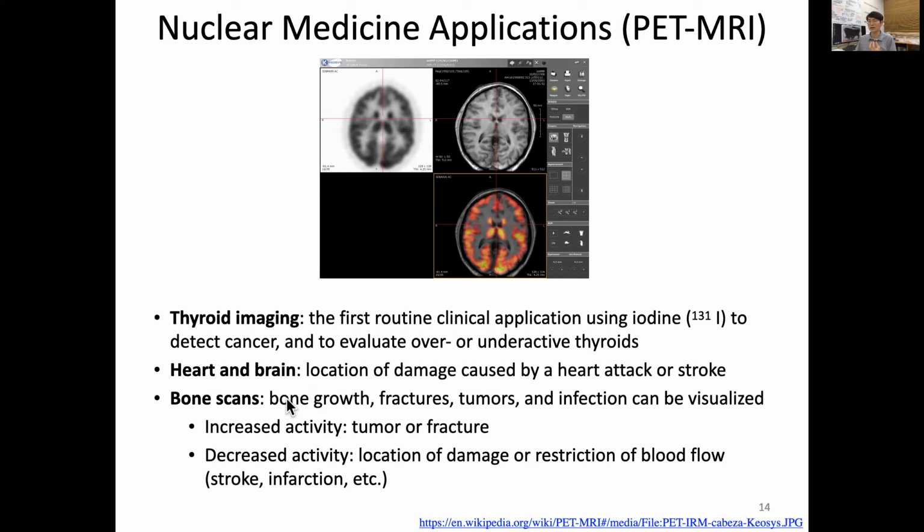And bone scan is another good example. Bone growth, fracture, tumor in the bone, and infection can be visualized because the metabolic activity is increased, which means inside the bone there could be tumor growth or a fracture. While on the other hand, if that particular area of the bone has shown decreased activity, that may mean that location has damage or restriction of blood flow. Okay.